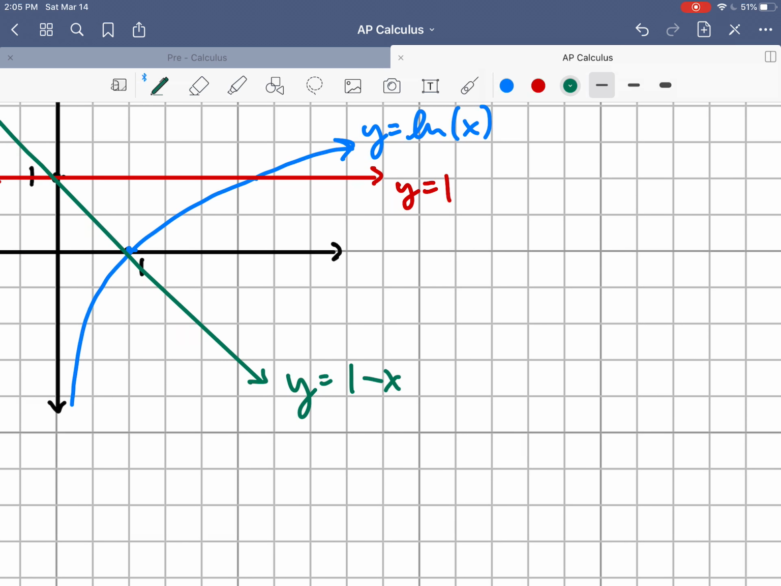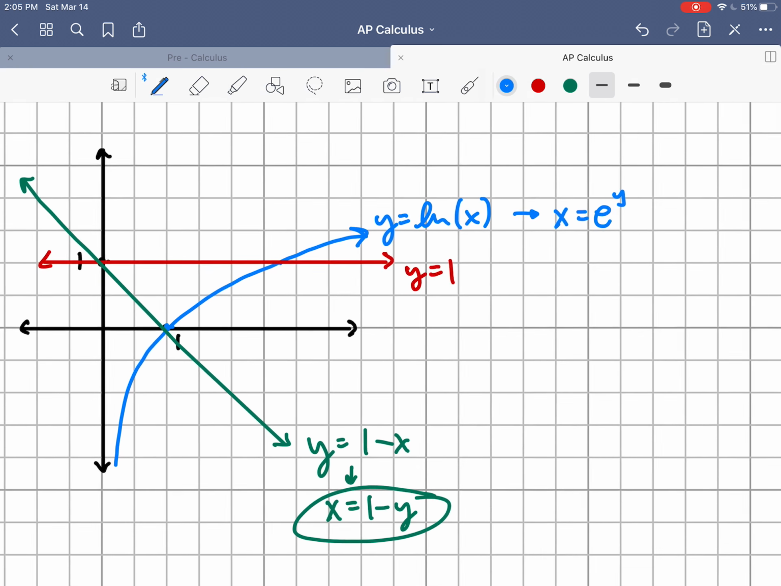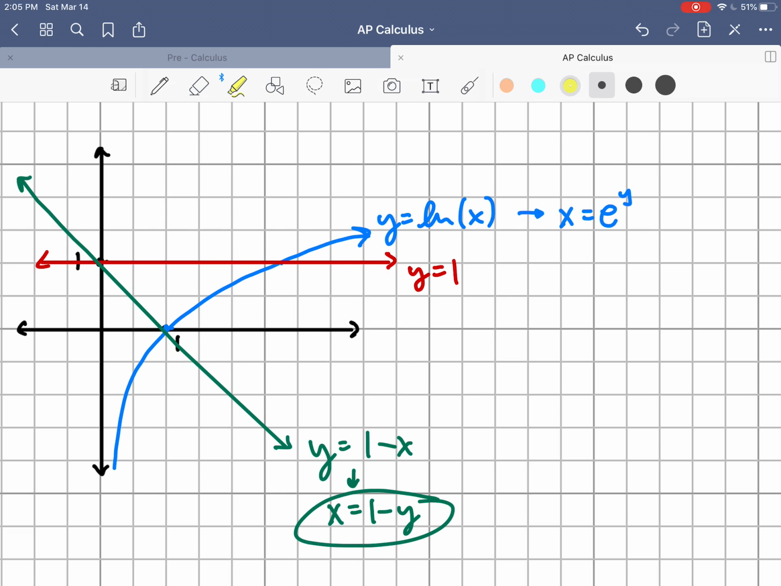If I solve for x, this one means that I'm going to have x equals 1 minus y. And this one is x equals e to the y. We did these in class, so you should know how to do those. Let me shade the region, which is this one. And we're going to go from right to left, sorry. So it'll be right minus left, right minus left. And the limits of integration are going to be our y values. So we're going to go from 0 to 1.